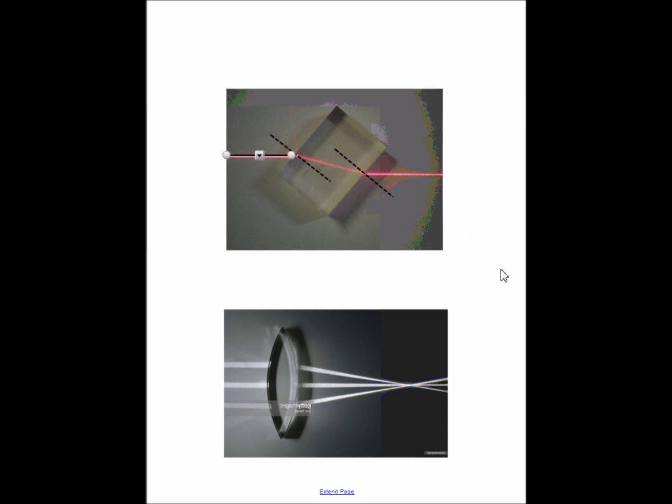What we do want to do, though, is look at what happens when light goes into a different material where the surfaces aren't parallel to each other.